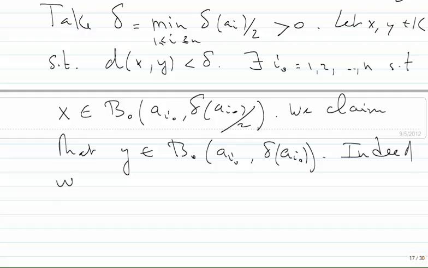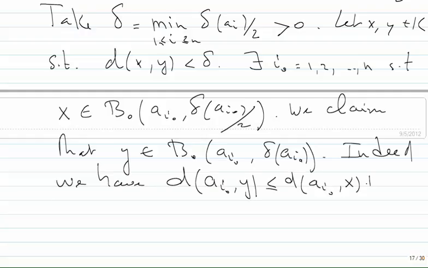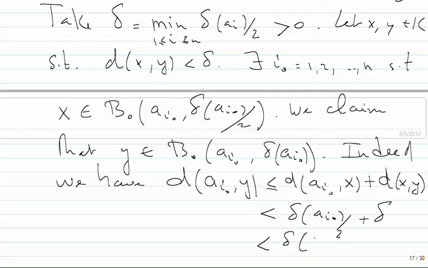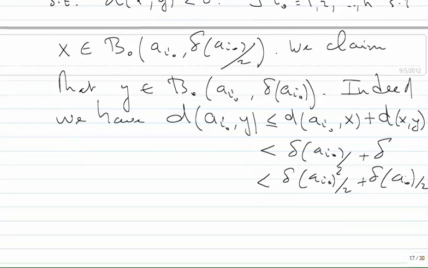we have the distance from A_i0 to y is less or equal, from the triangle inequality, to the distance from A_i0 to x plus the distance from x to y, which is less than delta of A_i0 over 2 plus delta. But delta is less than delta of A_i0 over 2, which gives me delta of A_i0. So our claim is correct.